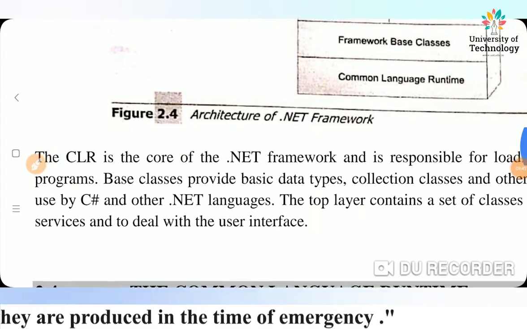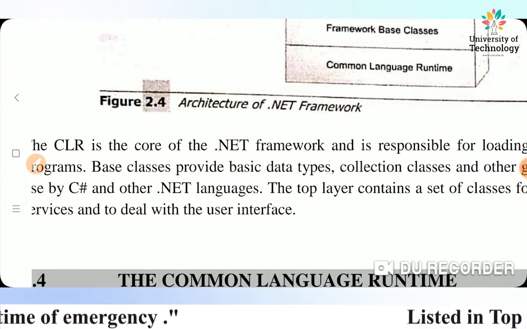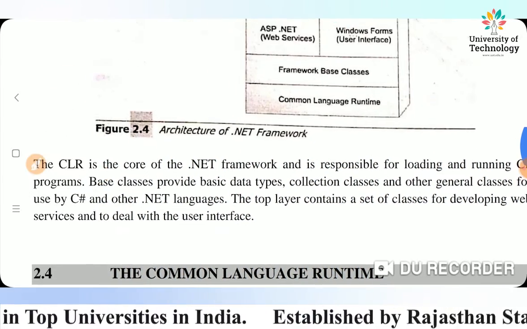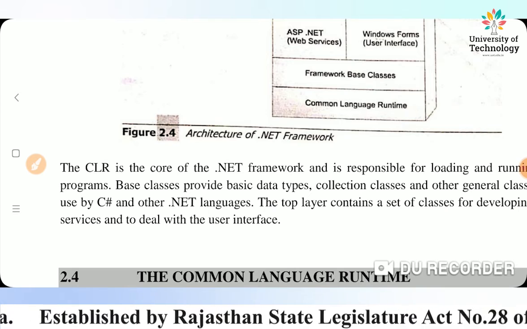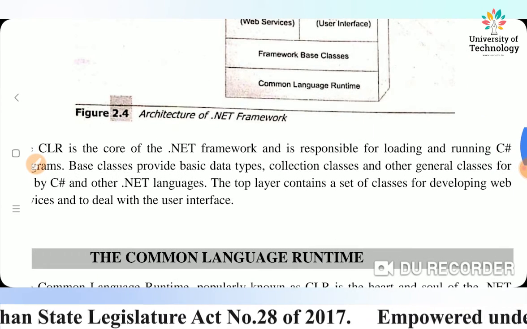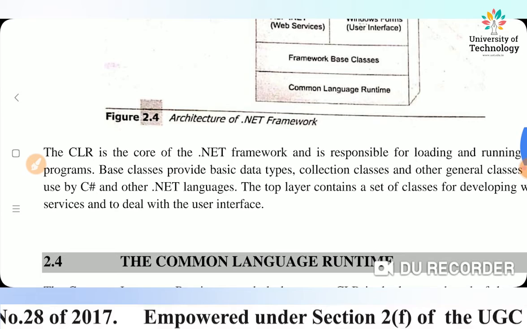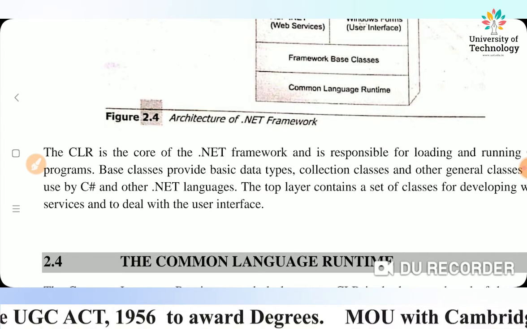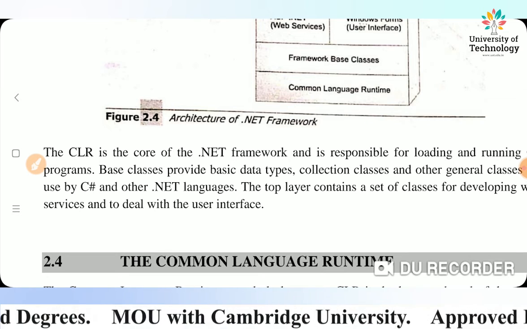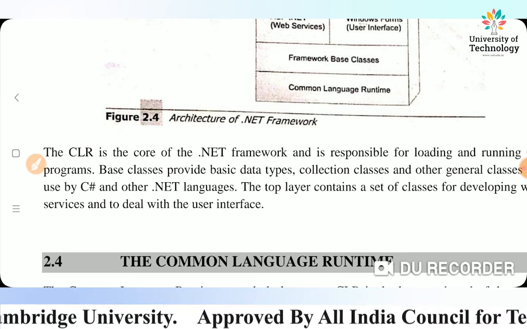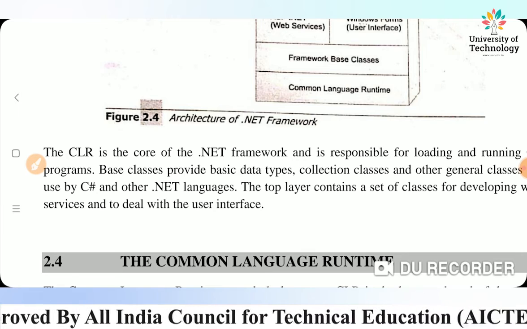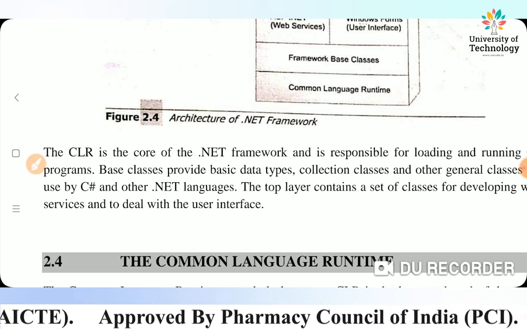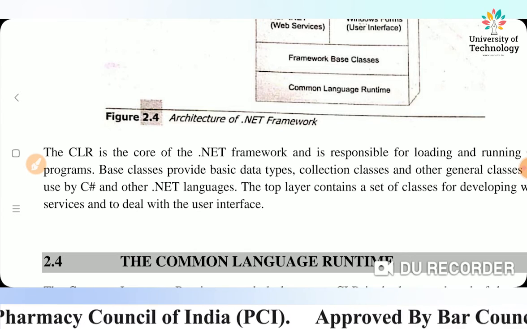Next. The CLR is the core of the .NET Framework and is responsible for loading and running C# programs. Base classes provide basic data types, collection classes and other general classes for use by C# and other .NET languages. The top layer contains a set of classes for developing web services and to deal with the user interface.